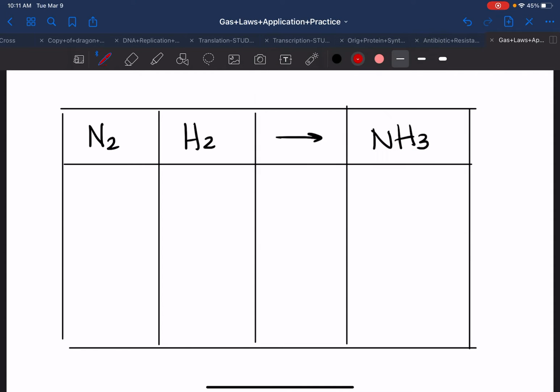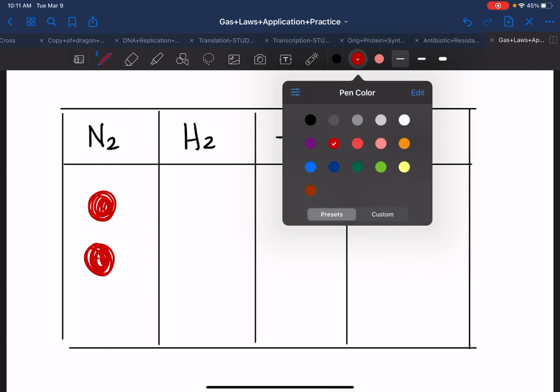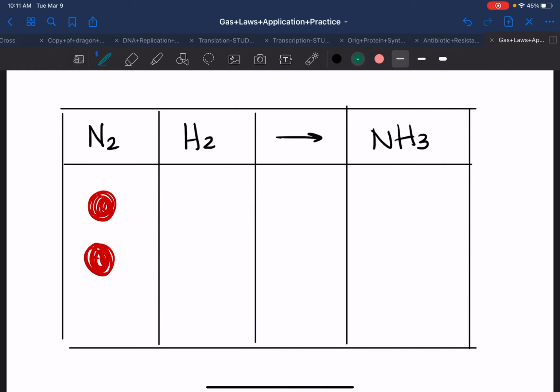So remember that the subscript, the little tiny number, relates back to the letter next to it. So the N2 means that I have 2 nitrogens, and I'm going to represent nitrogens with a red circle. So that means I have 2 red circles, right? Same thing happens with our hydrogen. I'm going to use 2 green circles this time.